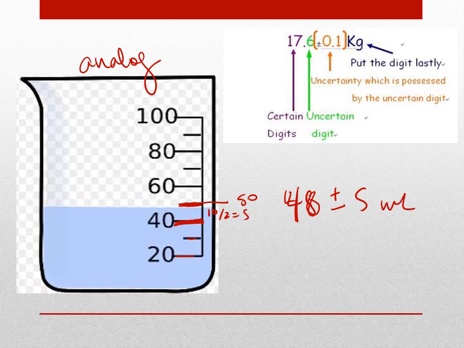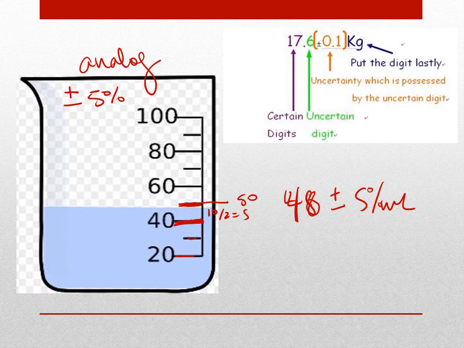Sometimes you need to check your glassware. Sometimes it'll give you, at the top of the glassware, a plus or minus 5% or 10% or 2%. Then instead of 48 plus or minus 5 milliliters, it could be plus or minus 5% of those milliliters. Check your glassware so you know for sure.